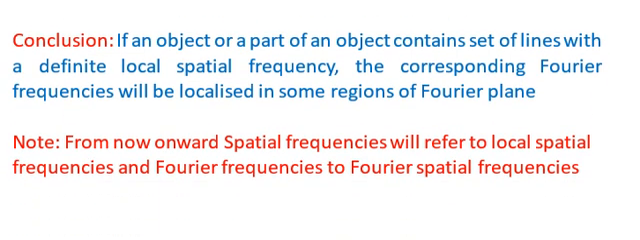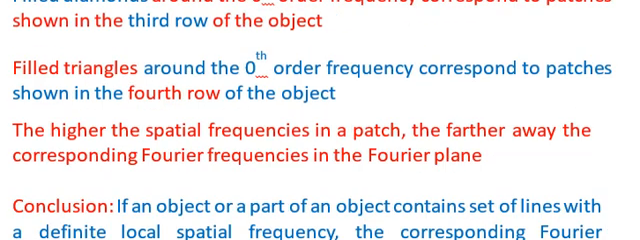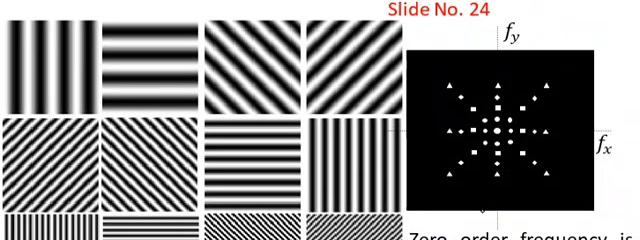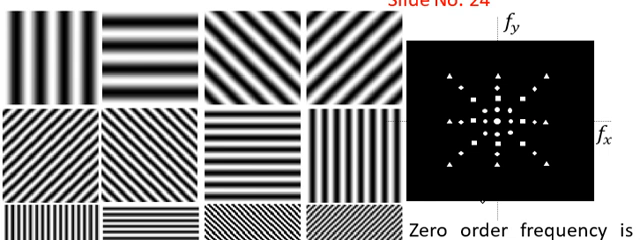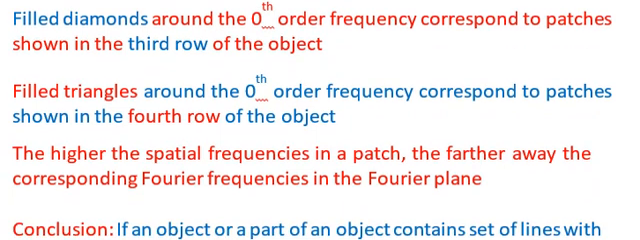Conclusion: if an object or a part of an object contains a set of lines with a definite local spatial frequency, the corresponding Fourier frequencies will be localized in some regions of the Fourier plane. In the previous diagram, in the Fourier spectrum, we have seen that these correspond to some specific frequencies in the object. If the object has higher frequencies, then the Fourier frequencies also go away from the zeroth order frequency.